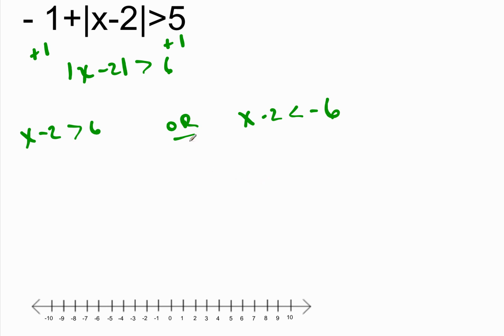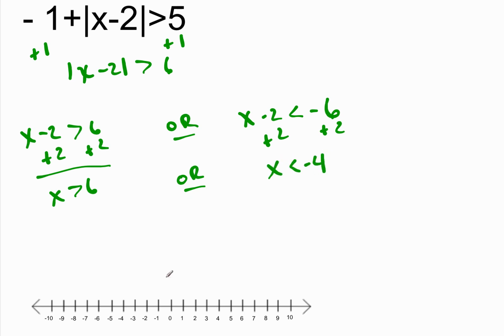Now I have two equations, so I'm going to work them separately. To solve this one, I just add 2. So I have x is greater than 6, or here I'm going to add 2 to both sides. X is less than negative 4. So to do my graphing, x is greater than 6 is right here. And x is less than negative 4. I have an open circle.